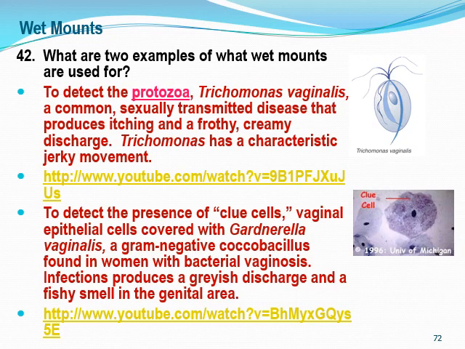So we have different types of wet mounts, right? What are the different things that we use wet mounts for? What are examples of certain types of wet mount to use? So we use them to detect the protozoa, such as Trichomonas vaginalis, which is a very common sexually transmitted disease. It produces itching and a frothy, creamy discharge.